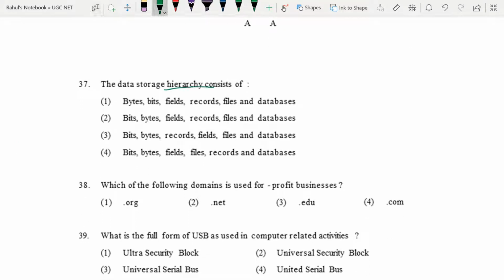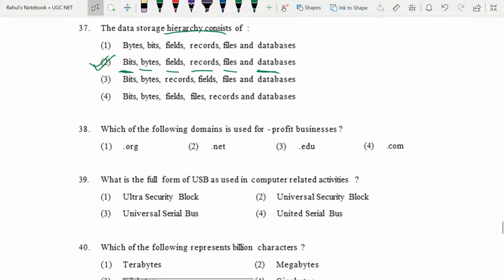The data storage hierarchy consists of, from smallest to largest, bits, the smallest unit, then bytes, then fields, then records, then files, and lastly database. Option 2 is the correct answer.